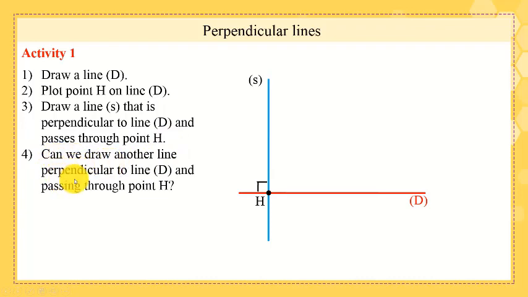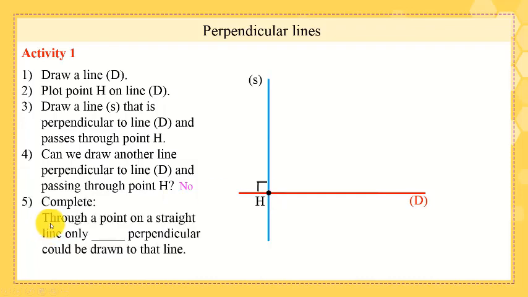Can we draw another line perpendicular to line D and passing through point H? Of course, no. Excellent. Complete. Through a point on a straight line, only one perpendicular could be drawn to that line.